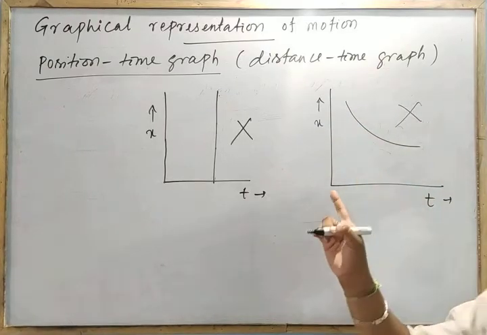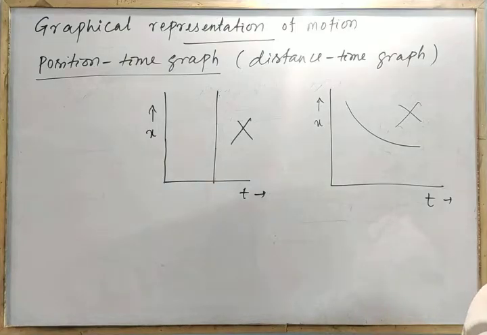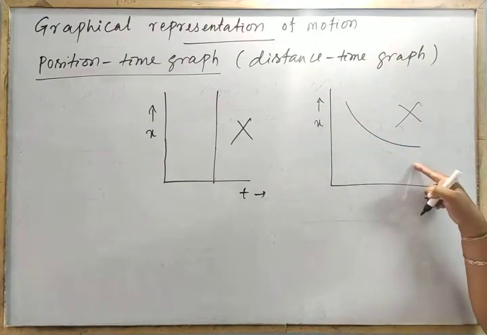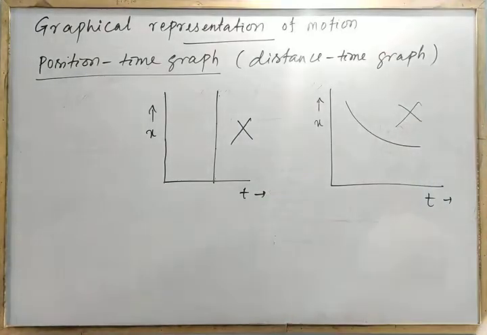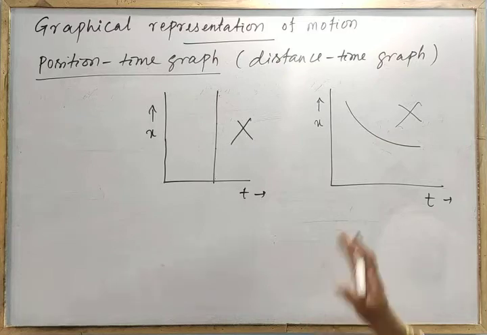If it is drawn anywhere, you say that yes, this is a wrong one. It means that as the time passes, the distance decreases. No, the particle will go like that; the position is not decreasing like that. So this is not possible. The distance covered cannot decrease with an increase in time. Therefore, this is not possible.